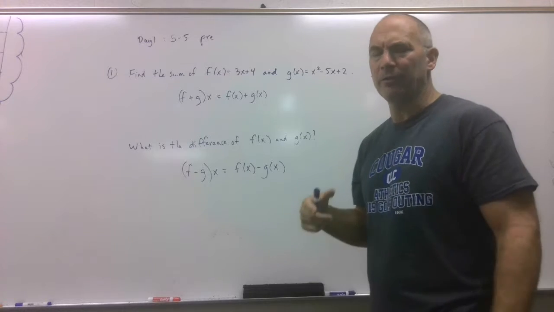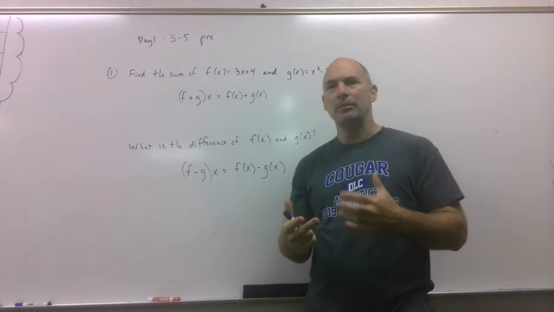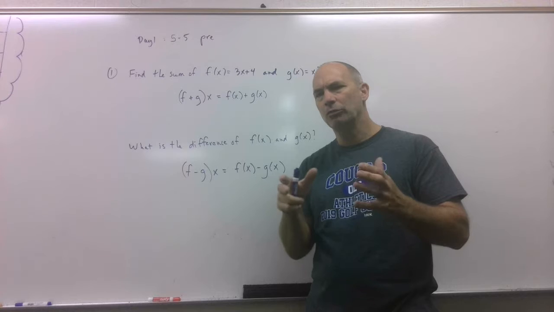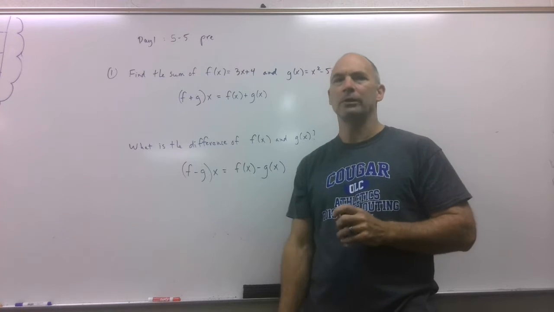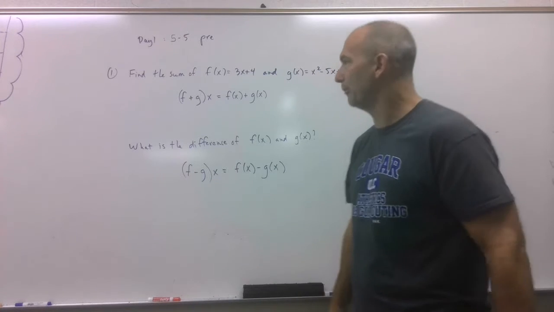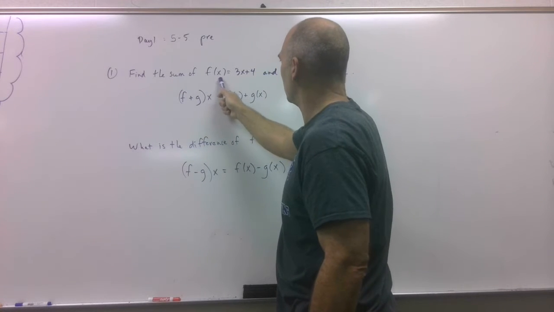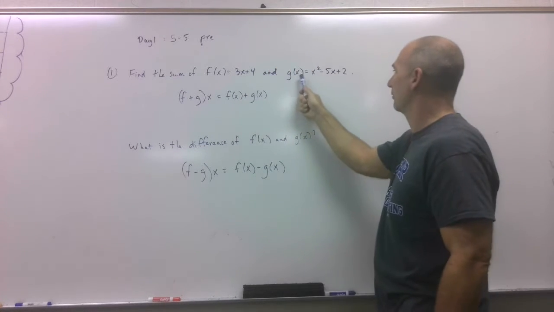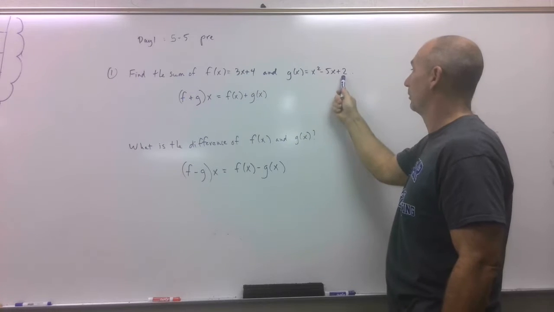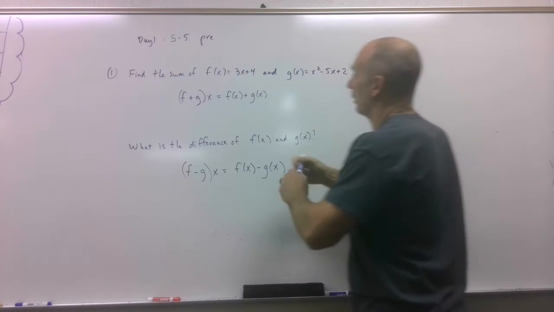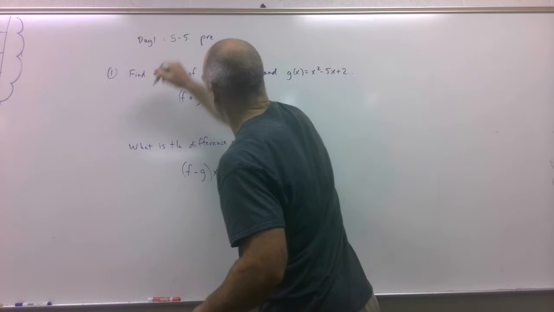And there's some symbolism in the math that could throw you a little bit, but it's real simple at the end of the day. So let's just go. It says find the sum of f of x equals 3x plus 4 and g of x equals x squared minus 5x plus 2. So the sum means add.